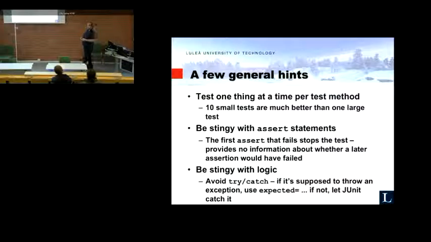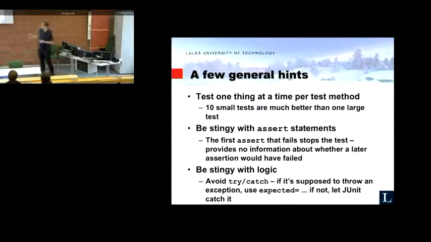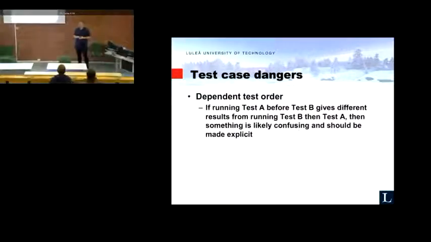And if you have exceptions, there's this expected outcome, and I'll show you what that looks like in a moment. But you can try to avoid these try and catch statements, or let your unit test handle them. I'll show you how that works as well in the code later on. Also, if you have dependencies in order, like if running test A before B makes a difference, then you might want to look at the code and see if something's been.